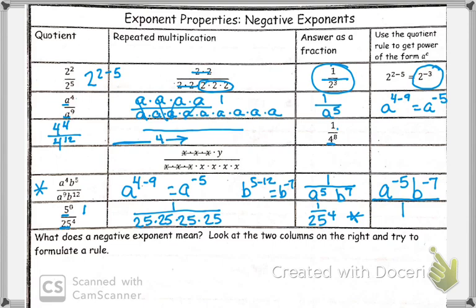Okay? All right. So let's talk about, what does a negative exponent mean? And we're going to look at the two columns on the right and try to formulate a rule. So if we have a negative exponent, what we're actually doing is we have to make it a fraction. It's actually the opposite or the reciprocal of what we have with a negative. So we have to make it a fraction. So when we look at what we're doing, we have to think about moving it from being a negative down to the denominator to be a fraction.